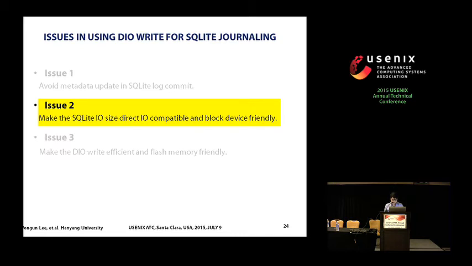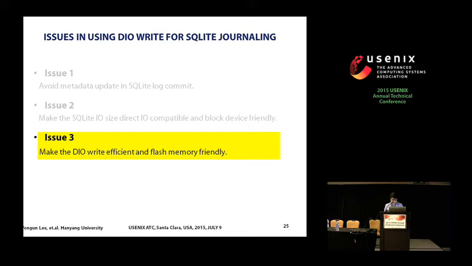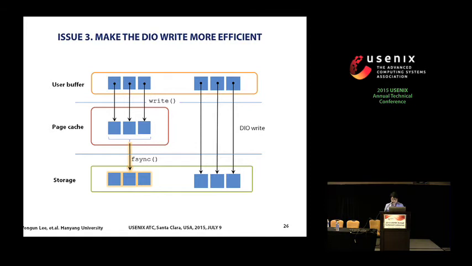Second issue, we are faced with making the SQLite I/O size direct I/O compatible and block device friendly. The final issue is to make direct I/O write more efficient and flash memory friendly. Each layer in the I/O stack, such as DBMS, file system, and block device layer, aggregates the I/Os in its own way to remove the I/O bottleneck. Otherwise, in SQLite, the individual row commit operations are separately issued to the storage device. We have to make writing direct I/O more efficient to reduce writing overhead.